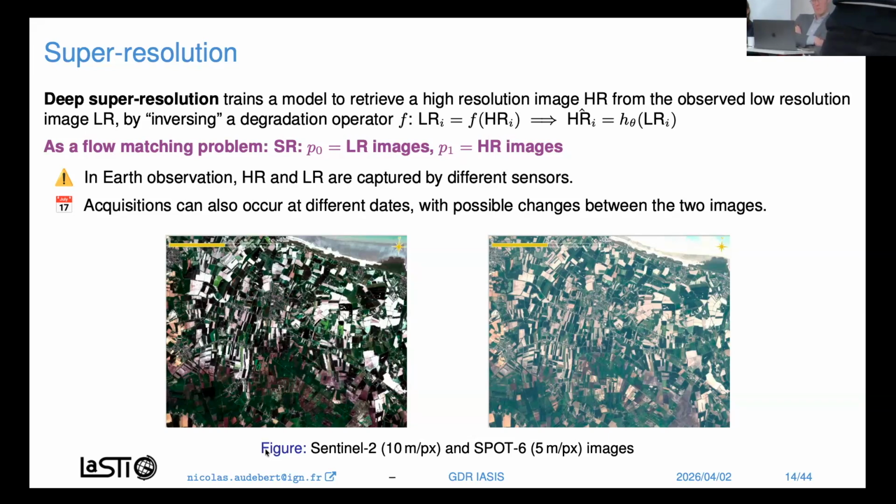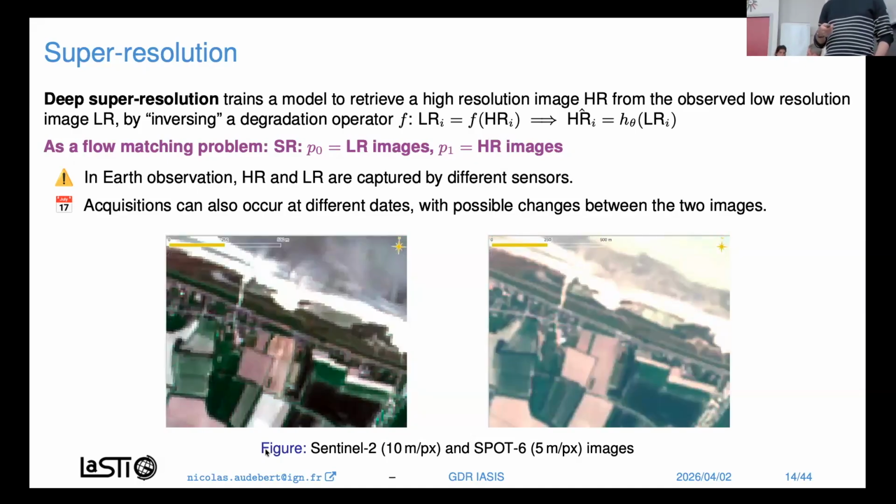And as you can see, there are often time gaps between the images. You can see that the radiometric properties have changed between the Sentinel-2 image and the Spot6 image, despite them being, I think, 48 hours apart. And if you zoom in, sure, the image on the right has more resolution, but it's also not exactly the same properties because these are not the same sensors.